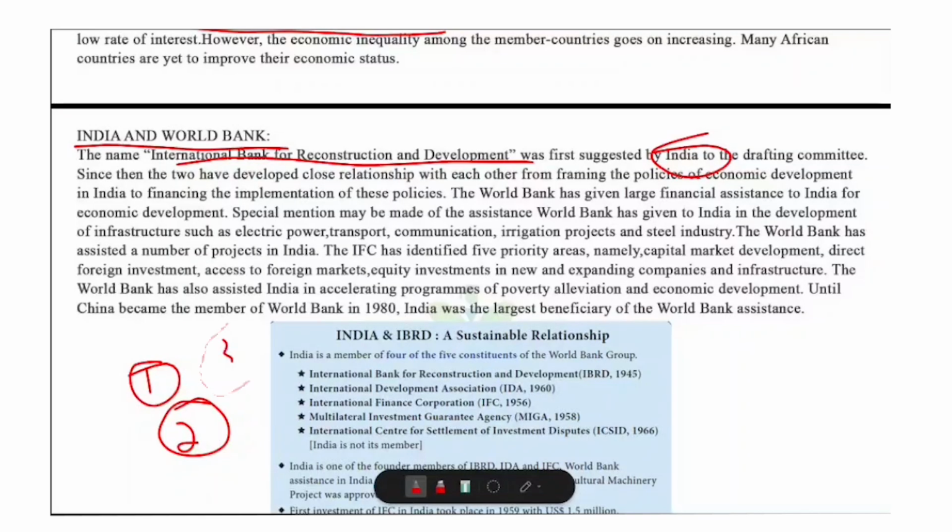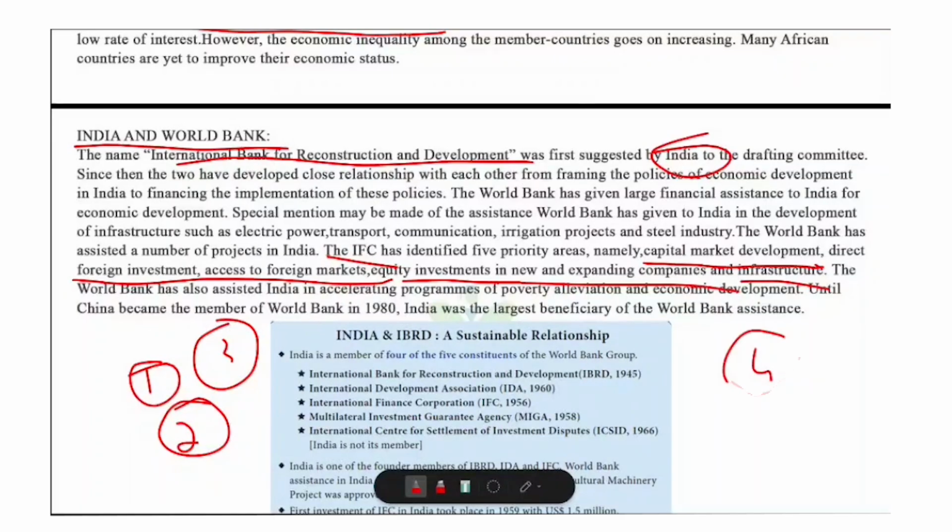What about IFC or International Finance Corporation support here? The IFC as a part of World Bank has helped India in 5 priority areas. That is capital market development, improving stock and bond market. Then direct foreign investment, that is attracting FDI to India. Access to foreign markets, helping Indian businesses trade globally. Equity investment in new and expanding companies, that is supporting entrepreneurship. Then infrastructure development, that is enhancing basic facilities for growth. Okay, so that's all about IFC or International Finance Corporation.